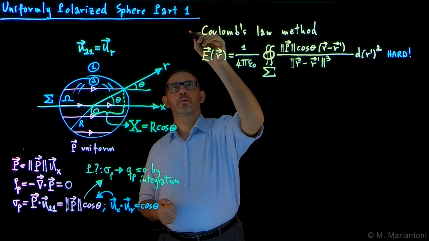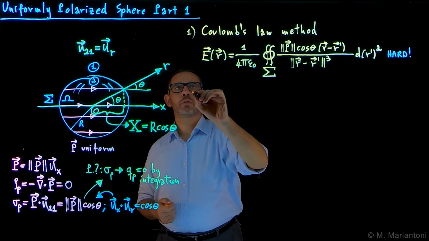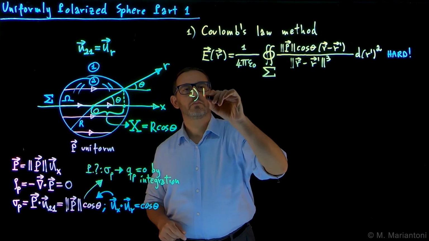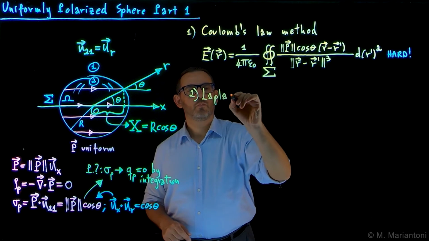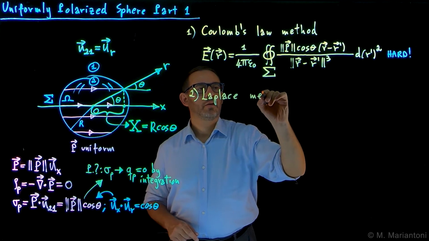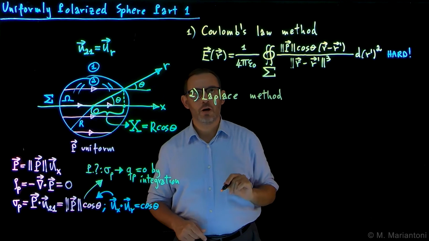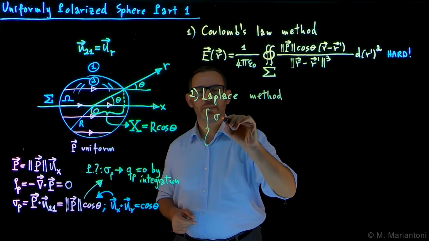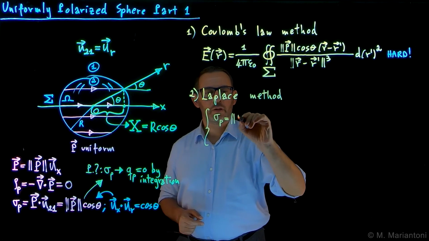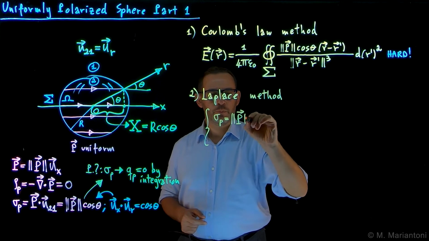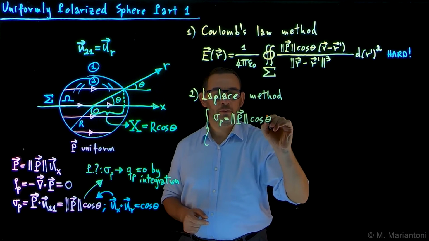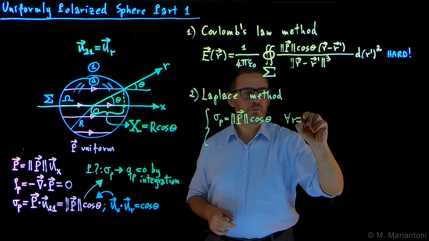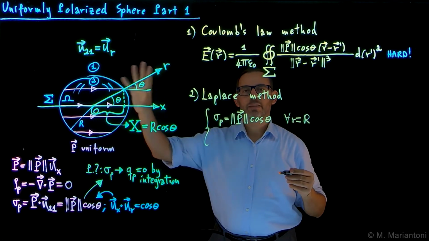The second method we could use is the Laplace's method. Which we also introduced in a few videos ago. So in this case, as a boundary condition, we have the sigma p is equal to the norm of p vector times the cosine of theta. This is my boundary condition. This is true for each point r, small r, observation point, equal capital R, that is on the external surface of the sphere.